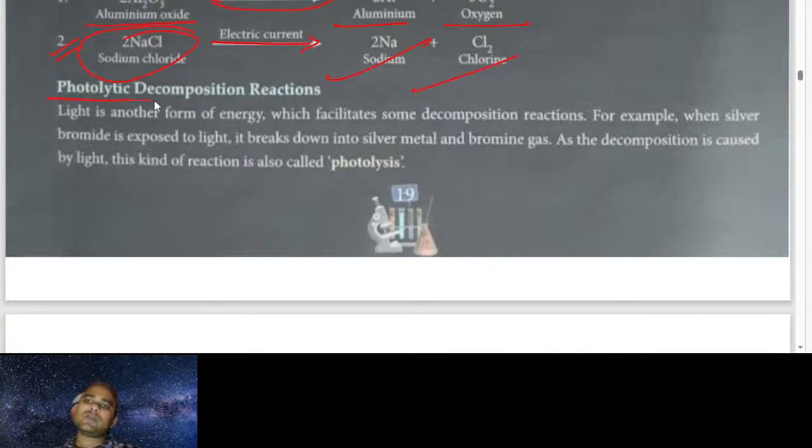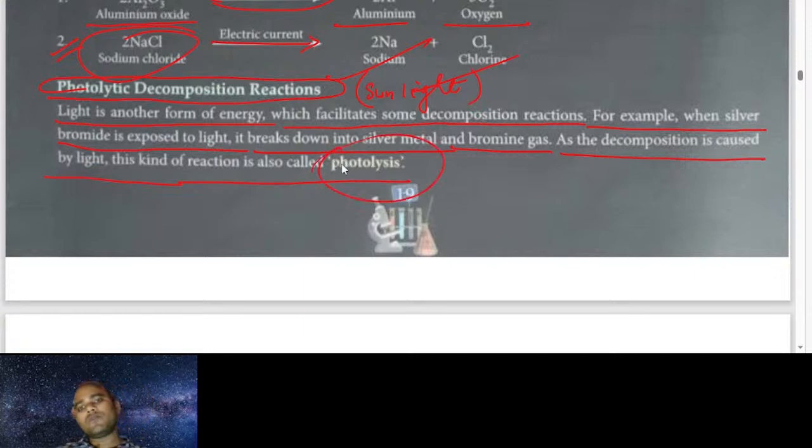Next one we are going to see, student, is the photolytic decomposition reaction. Photolytic means sunlight is required. So here the light is another form of energy which facilitates some decomposition reactions. For example, when silver bromide is exposed to light, it breaks down into silver metal and bromine gas. As the decomposition is caused by light, this kind of reaction is called photolysis, student.